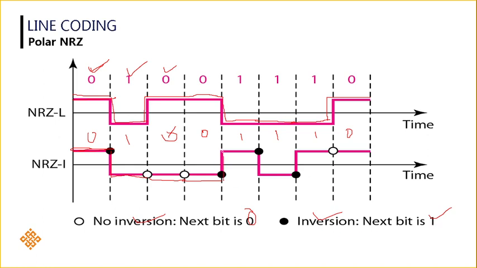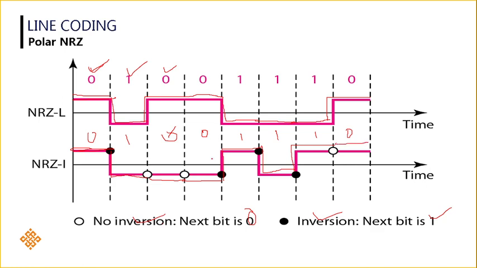So when you go up, go for positive cycle. Again, next bit is 1. Then change the position. Come to the negative cycle and then draw. Again, next bit is 1. Invert. Go to the positive cycle and draw the cycle. And next bit is 0. So no inversion. Continue with the same cycle.